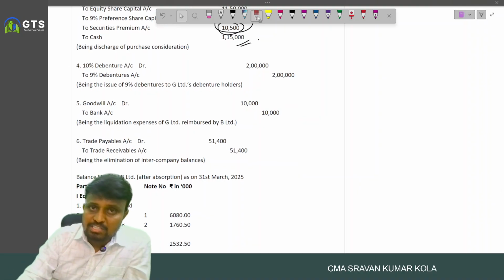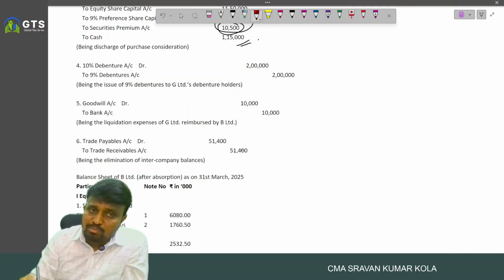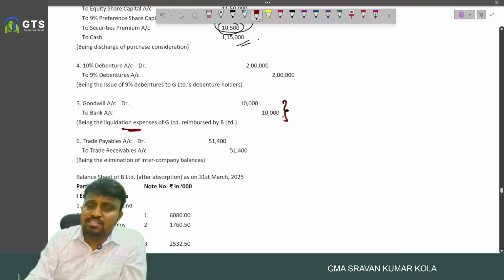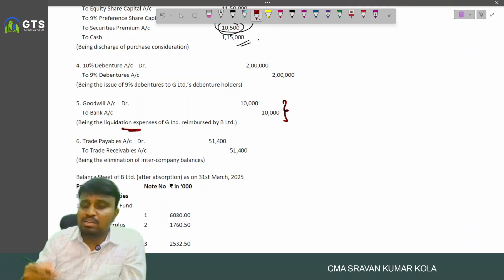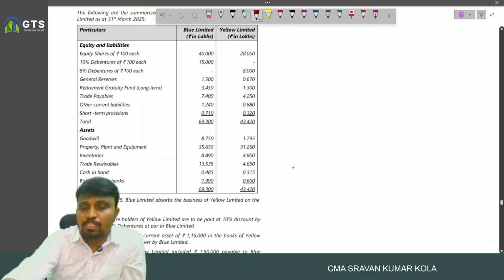And at the same time, this is amalgamation in the nature of a purchase. In case of amalgamation in the nature of purchase, any liquidation expenses we paid, goodwill account debited to bank, or capital reserve account debited to bank. There is no capital reserve, we adjusted to goodwill. And intercorporate owings, trade payables to trade receivables. Okay. And we have to prepare what? Balance sheet.